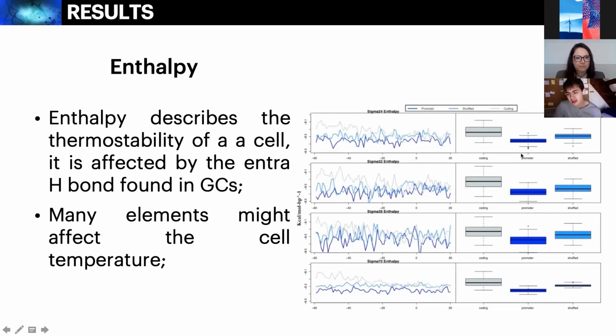If we take a look at the different sigma families that we have chosen to enable in this image, we can see that when we compare the two forms of control, the coding and the shuffle, the promoter is always in the middle. There is a difference between these two profiles. So we can explain promoter activity by converting the promoter sequences into enthalpy. It should be different from the two forms of control that we have selected to do so.